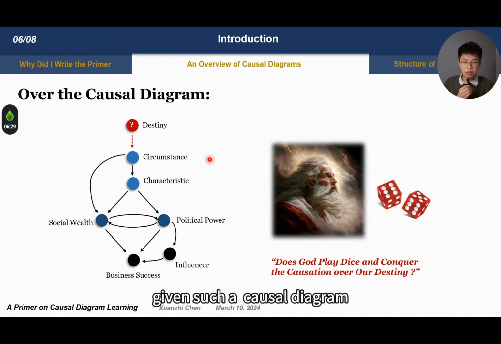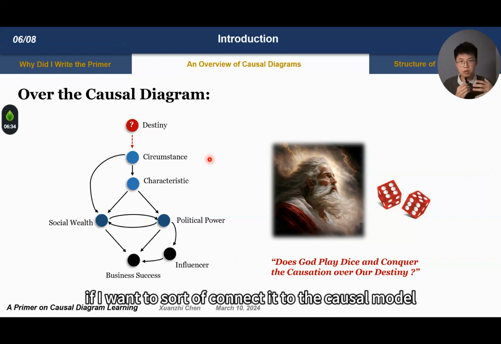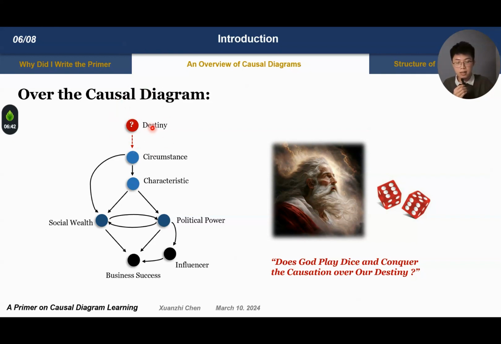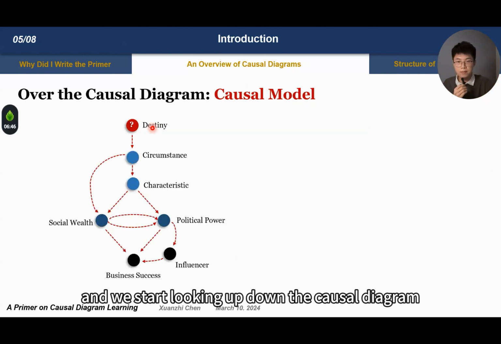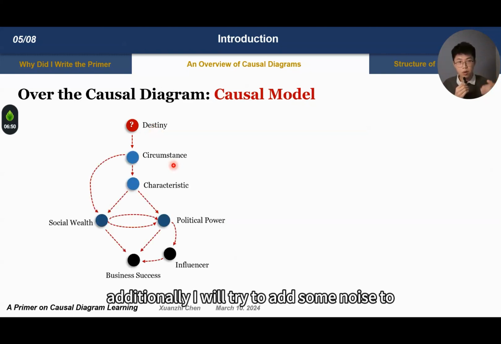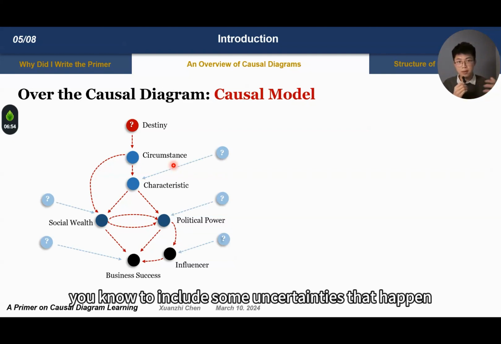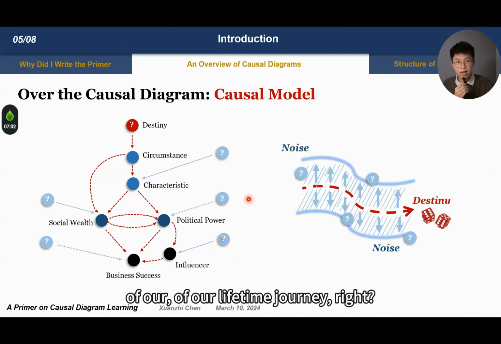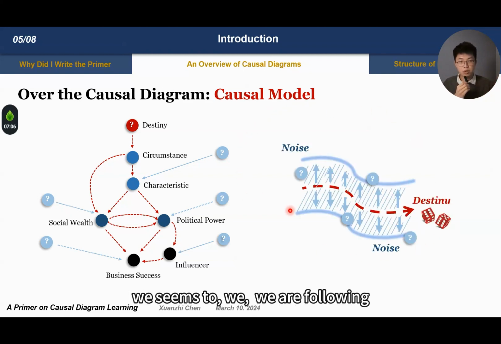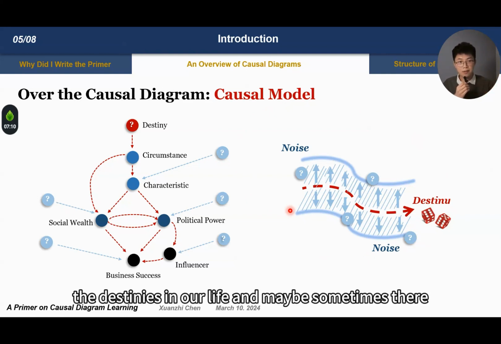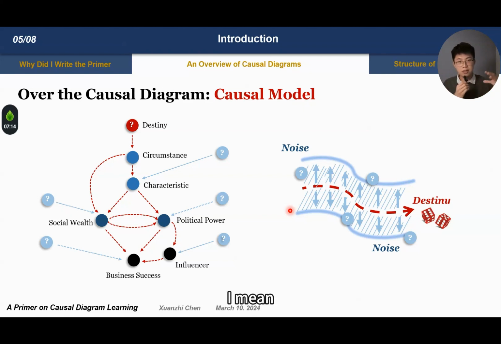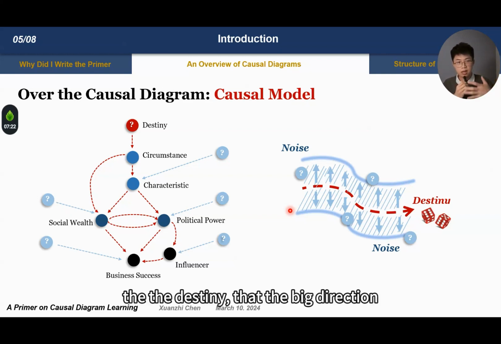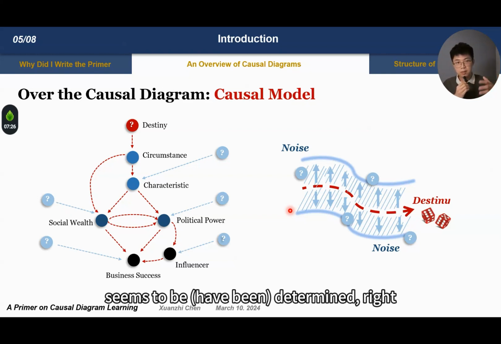Okay, so given such a causal diagram, if I want to make it clearer and connect it to the causal model, let's stand at the top factor and start looking down the causal diagram. This time, additionally, I will add some noise to include some uncertainties that happen in our lifetime events. From these pictures, we get the appearance of our lifetime journey, right? Most of the time we seem to be following our destinies, and maybe sometimes there are some fluctuations happening in our life, but if you take it from the overview, the big direction seems to be determined, right?